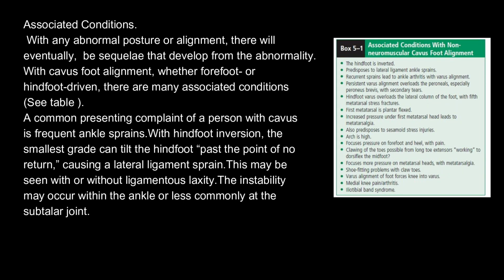Associated conditions. With any abnormal posture or alignment, there will eventually be sequelae that develop from the abnormality. With cavus foot alignment, whether forefoot or hindfoot driven, there are many associated conditions. See table. A common presenting complaint of a person with cavus is frequent ankle sprains. With hindfoot inversion, the smallest grade can tilt the hindfoot past the point of no return, causing a lateral ligament sprain. This may be seen with or without ligamentous laxity. The instability may occur within the ankle or, less commonly, at the subtalar joint.